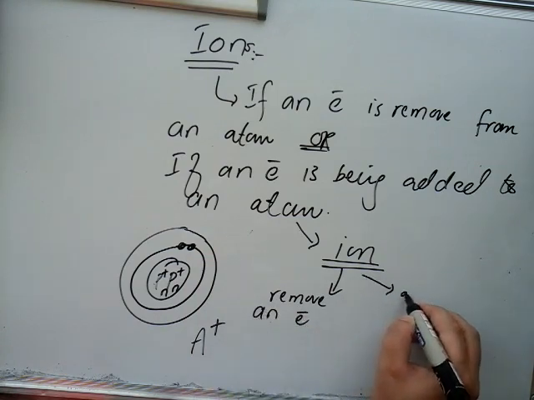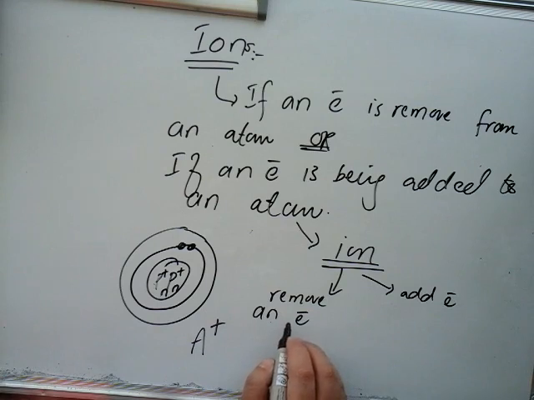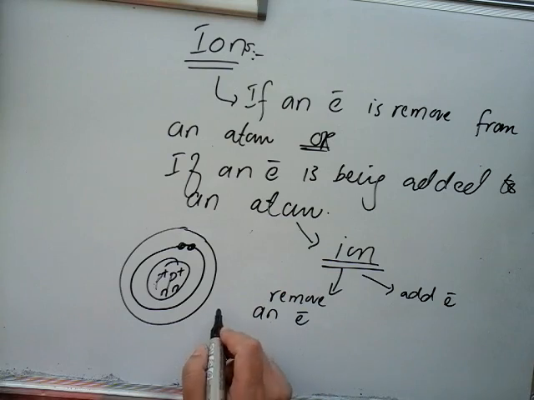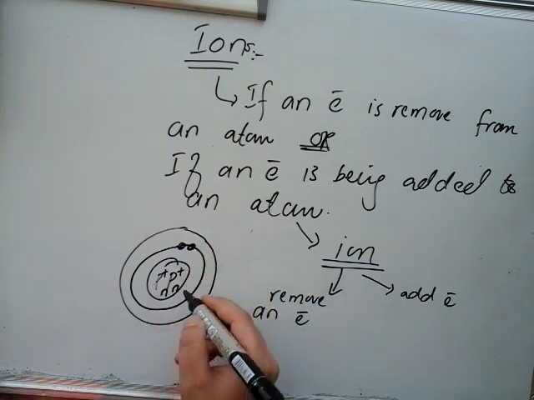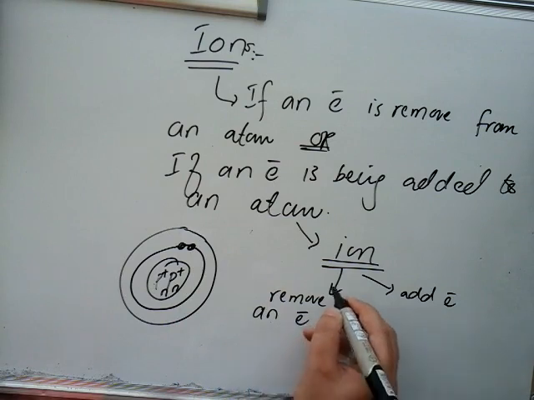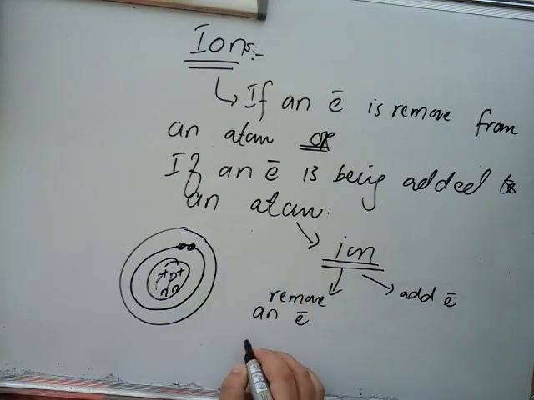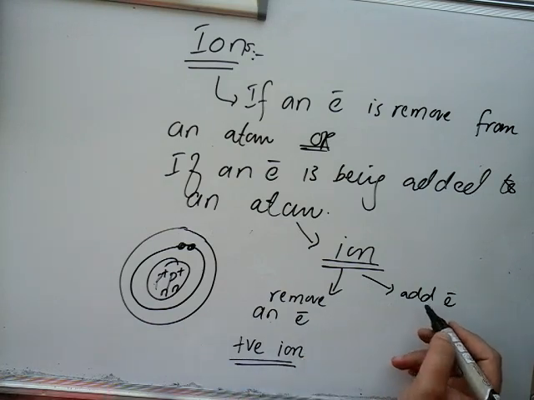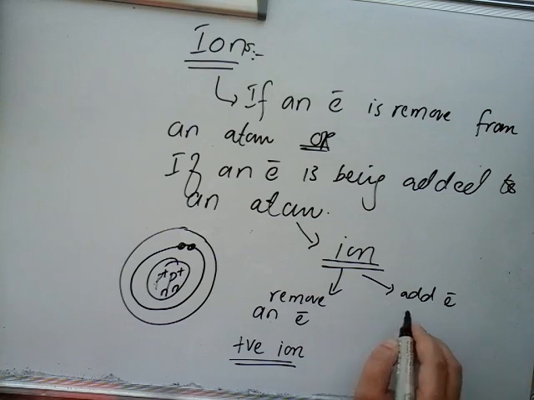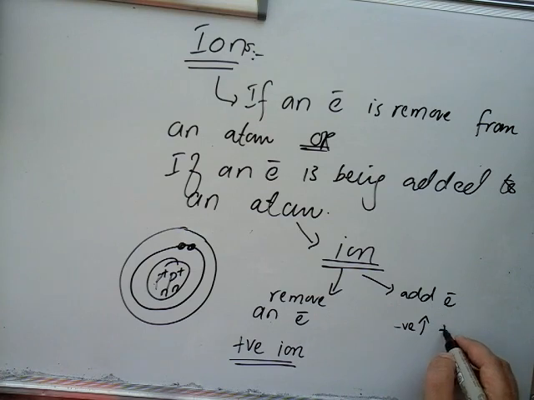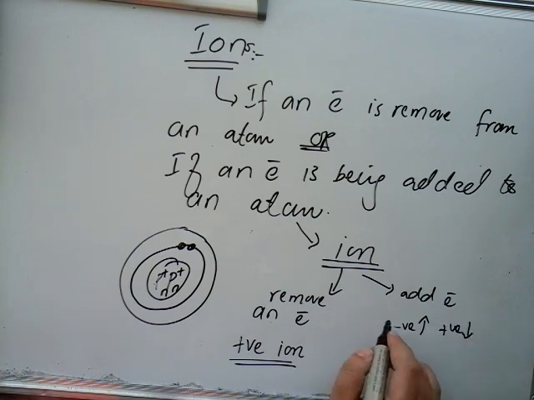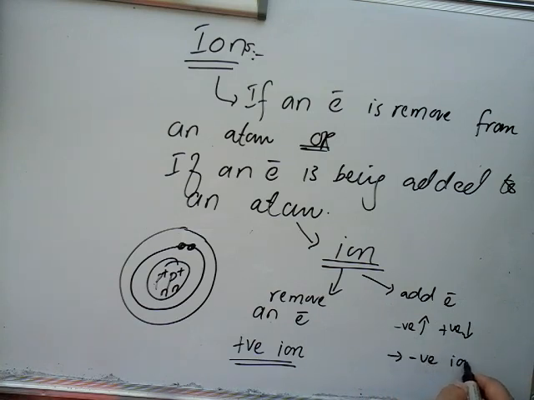or if we add an electron. If we remove an electron, what will happen? The positive charge will increase and the negative charge will decrease. As a result, the atom will change into a positive ion. And if we add an electron to an atom, the number of negative charges will increase compared to the number of positive charges. So the overall atom will change into a negative ion.